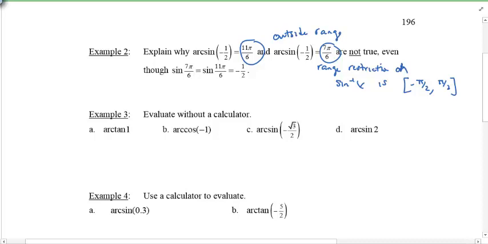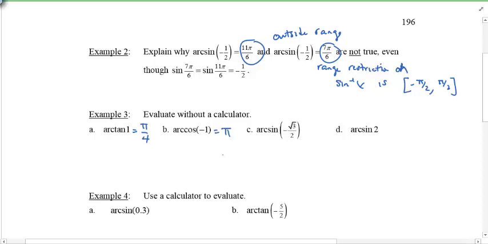Alright, so without a calculator, can you go ahead and evaluate these arctangent, arcsine, arccosine values? Arctangent of 1 means what angle gives me a tangent ratio of 1. And hopefully you remember that's pi over 4. Remember everything is in radians. What angle gives me a cosine ratio of negative 1? Hopefully you remember that, with the unit circle, that's pi.